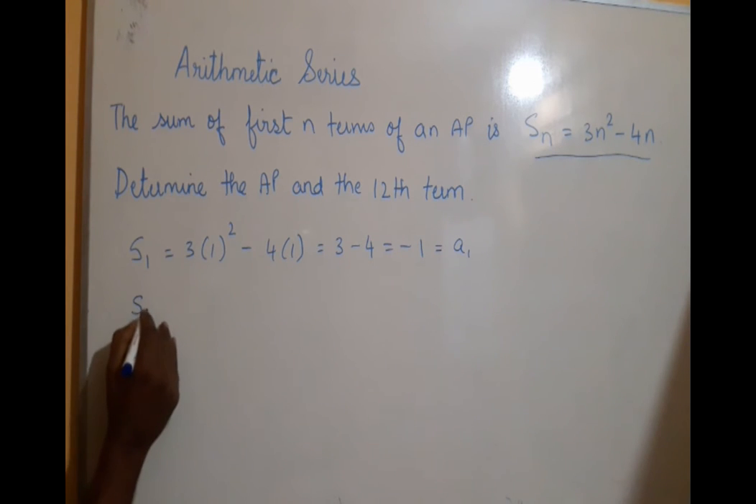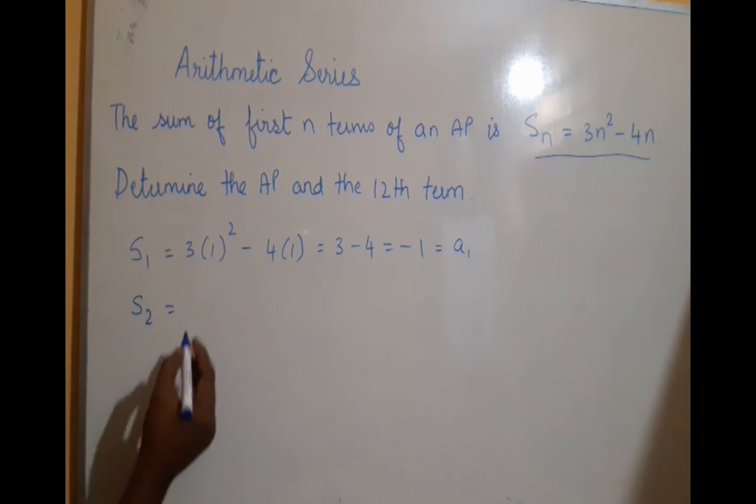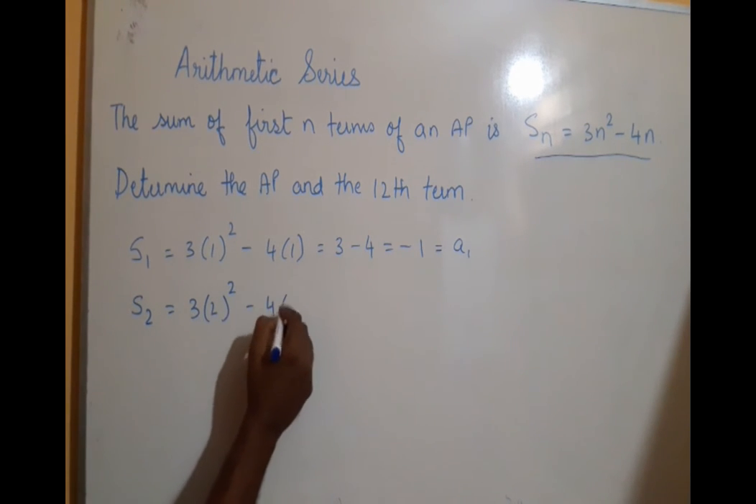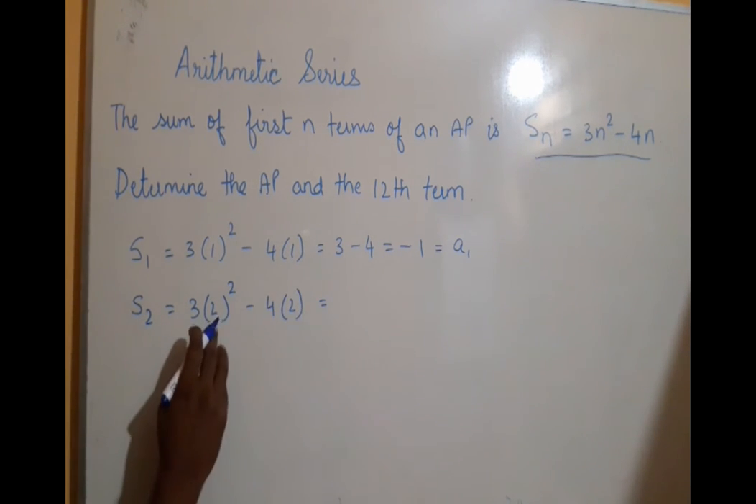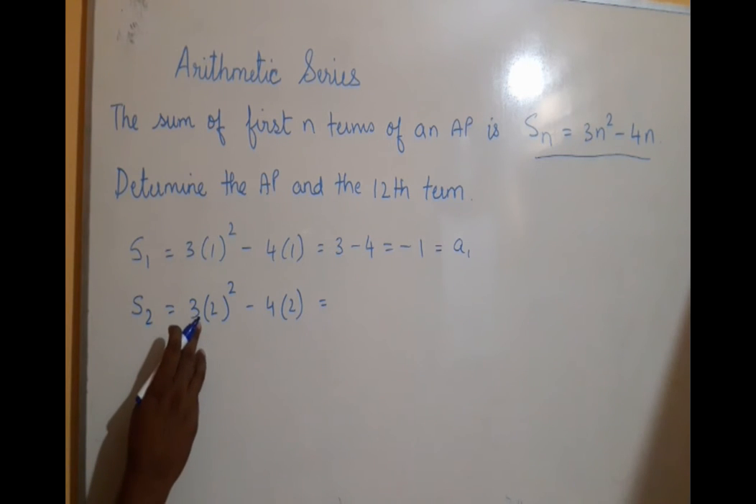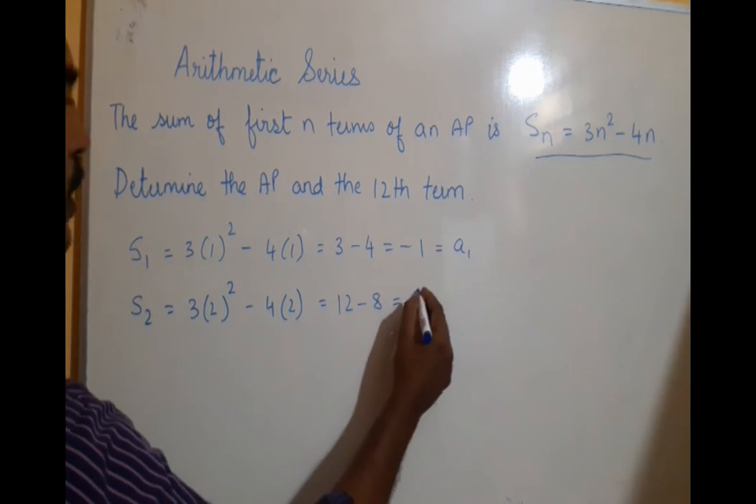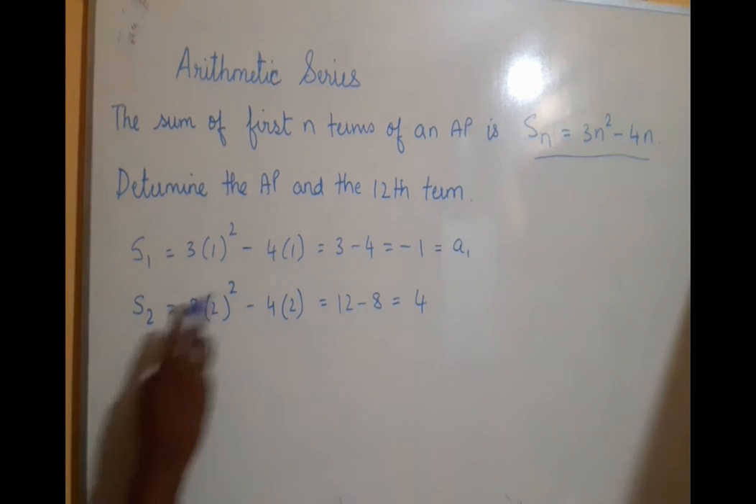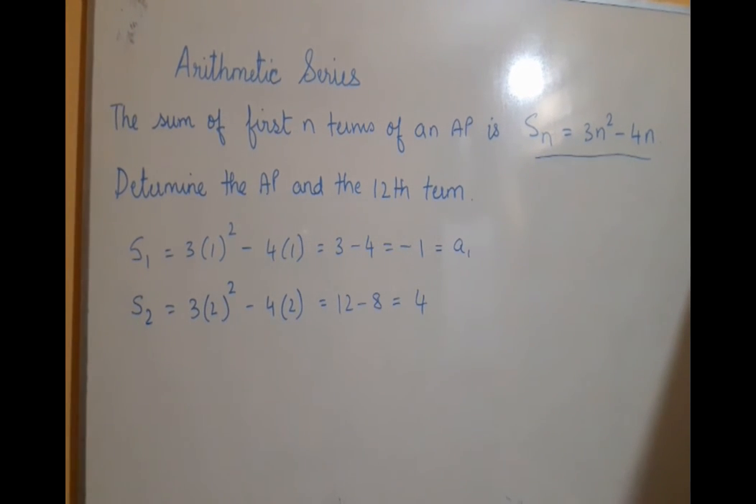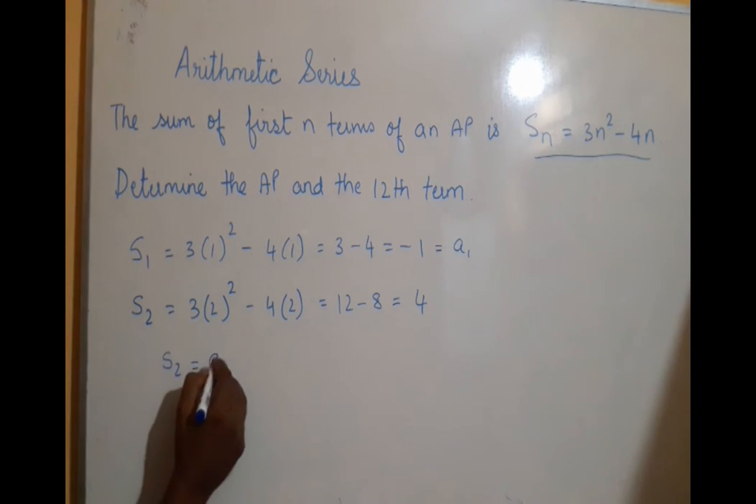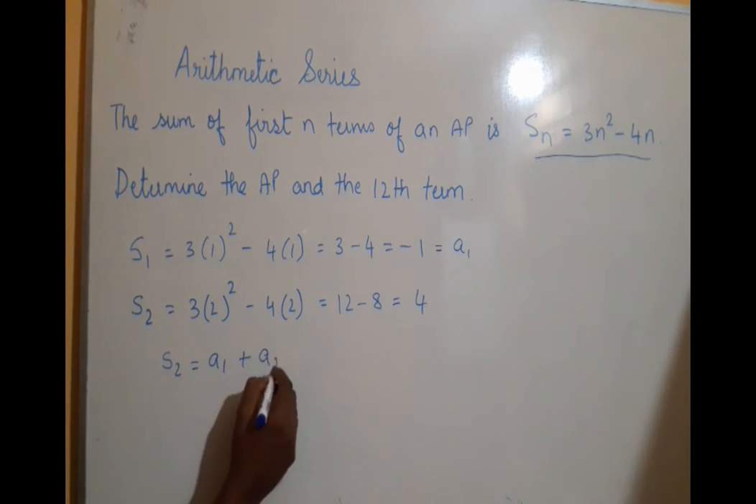Now S2 is the sum of two terms. We put n equal to 2. So what do we get? 2 square is 4, 4 3s are 12, 4 2s are 8. So 12 minus 8 is 4. Now S2 means sum of two terms. S2 is the sum of two terms. Which are the two terms? The first term and the second term.